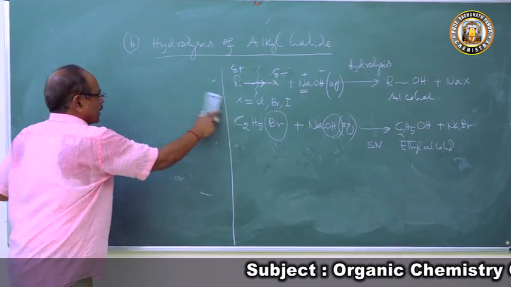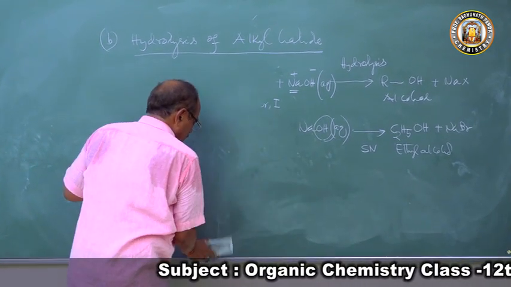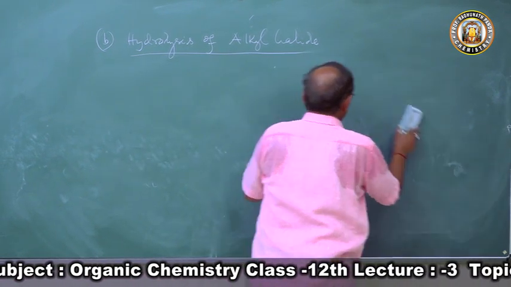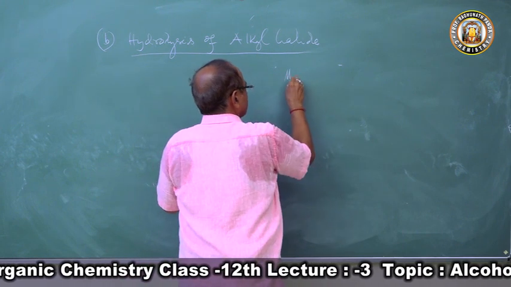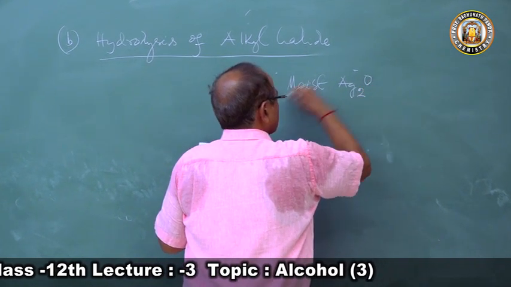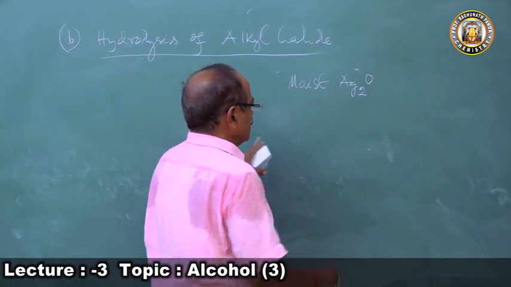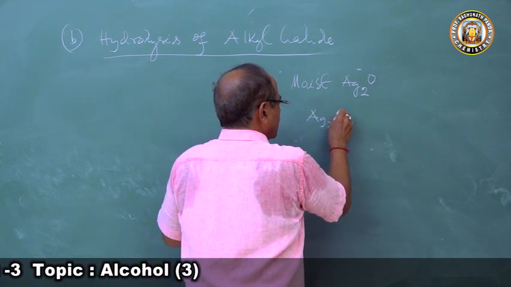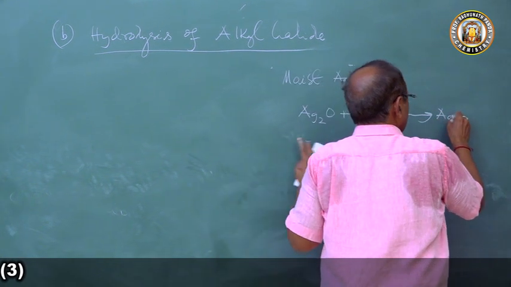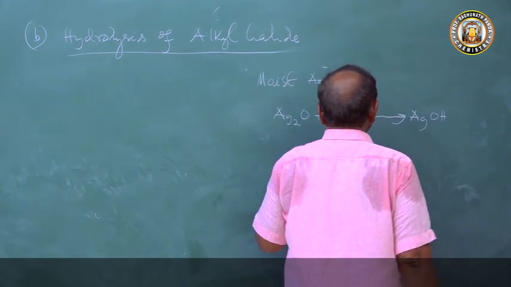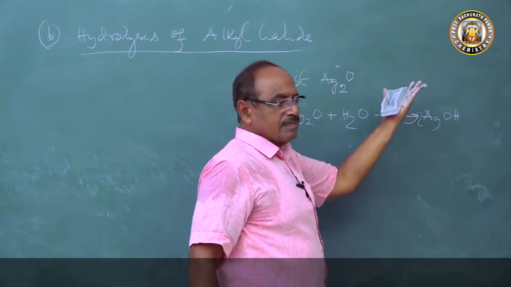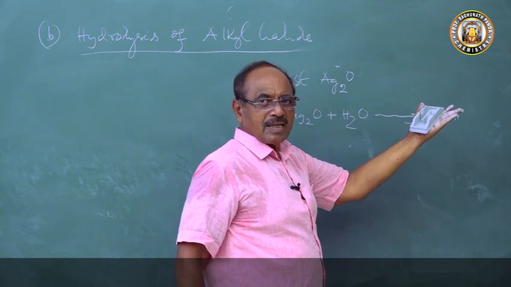This sodium hydroxide is replaced by moist silver oxide. So in place of sodium hydroxide or potassium hydroxide, what is taken? Moist silver oxide is taken for this. Moist silver oxide means what? We have silver oxide plus water. So this remains as silver hydroxide. The moist silver oxide remains as silver hydroxide. It is as good as taking silver hydroxide.